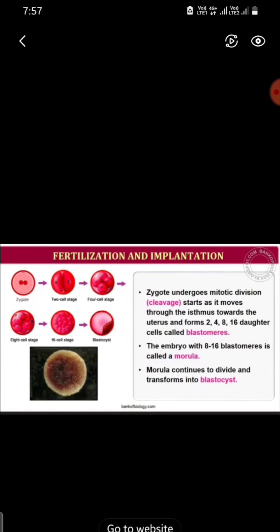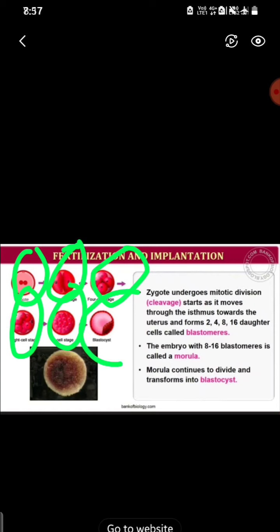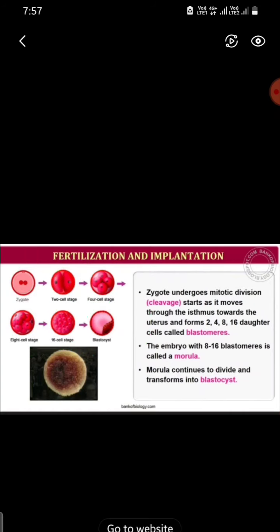Next, the zygote undergoes mitotic division, that is cleavage, which starts as it moves through the isthmus towards the uterus and forms 2, 4, 8, 16 daughter cells called blastomeres. These are the stages. First it forms the 2-celled stage, then 4, then 8, then 16, and the embryo with 8 to 16 blastomeres is called a morula.